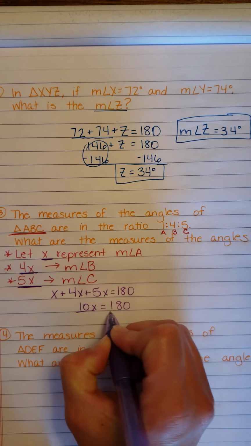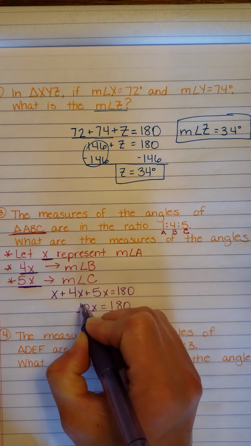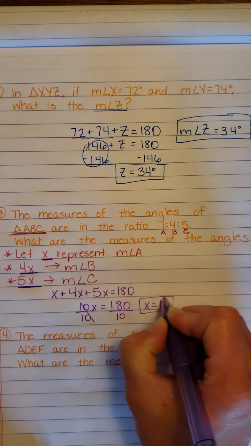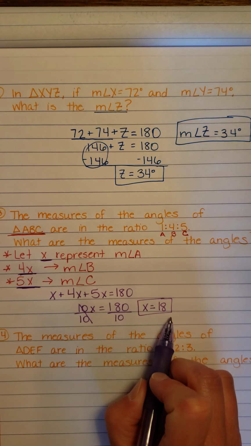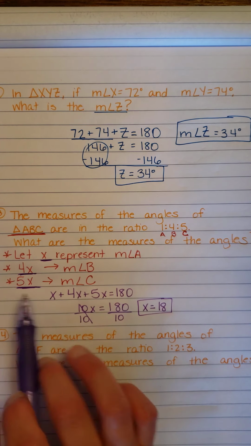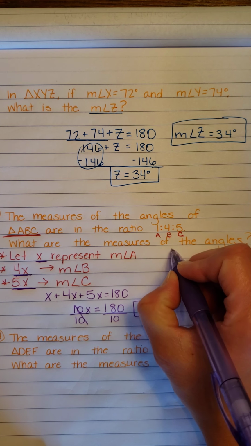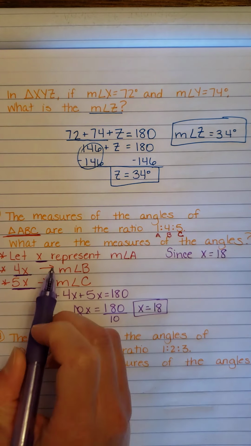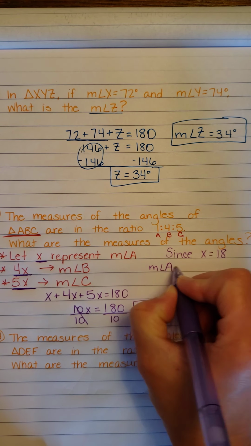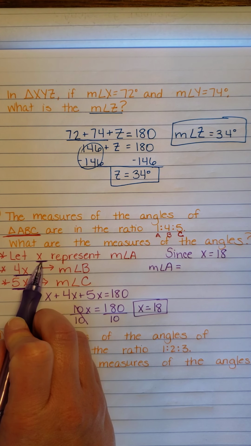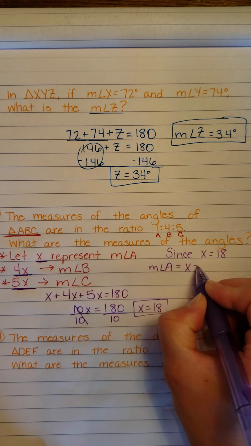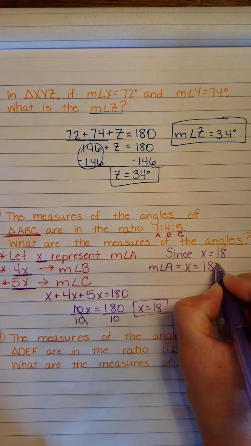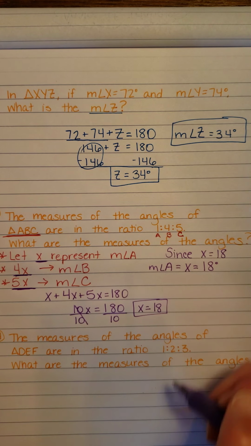And I'm going to solve for x. So I need to divide each side by 10. 180 divided by 10 is 18, so I know x is equal to 18. Now I'm going to take this and find the measure of these angles. Since x is equal to 18, for the measure of angle A, we knew that the measure of angle A was equal to x, right? Well, what do we know x is? X is 18, so the measure of angle A is going to equal 18 degrees.